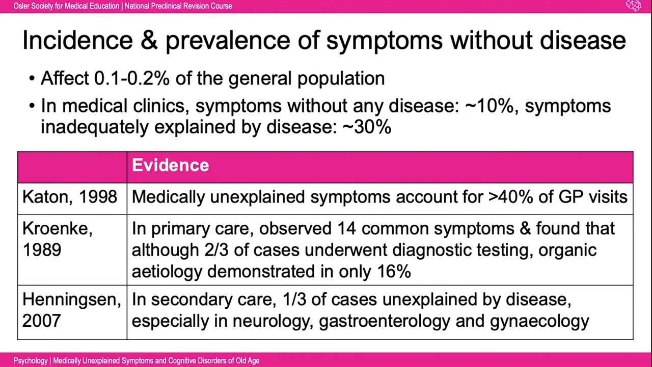For example, one measured how often illness is accounted for by pathology in secondary care, and it found that 1/3 of cases are unexplained by disease, with unexplained cases arising particularly in neurology, gastroenterology, and gynecology.